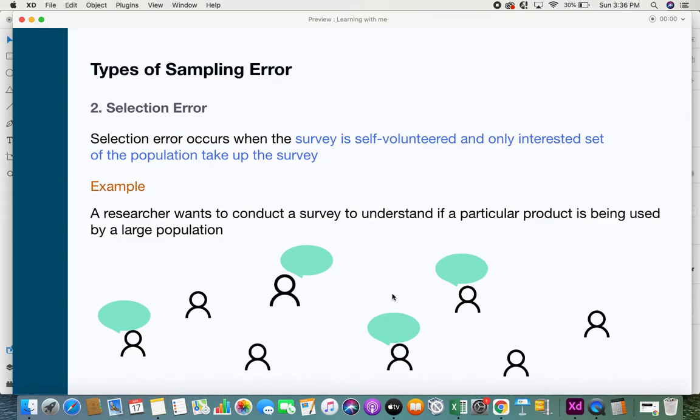Definitely only those interested people will give you inputs, and you would be missing out on the inputs of the other people. This type of error is called a selection error, where only certain people who self-volunteer, who are interested and come forward to do the survey, respond, because not all your population or not all your sample elements are responding to the survey.